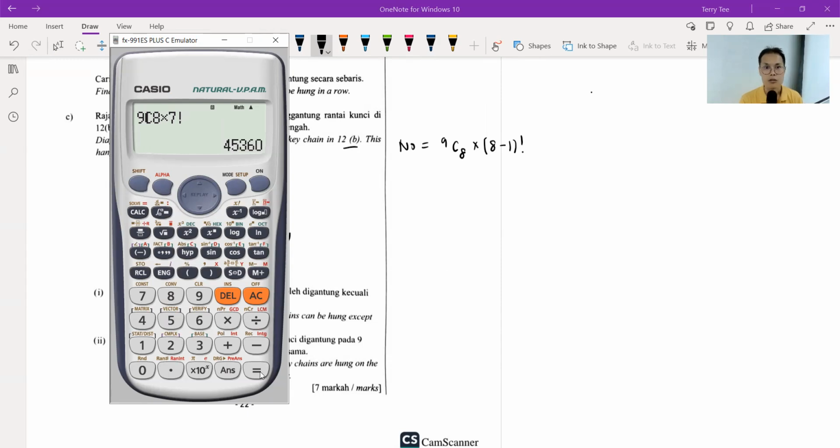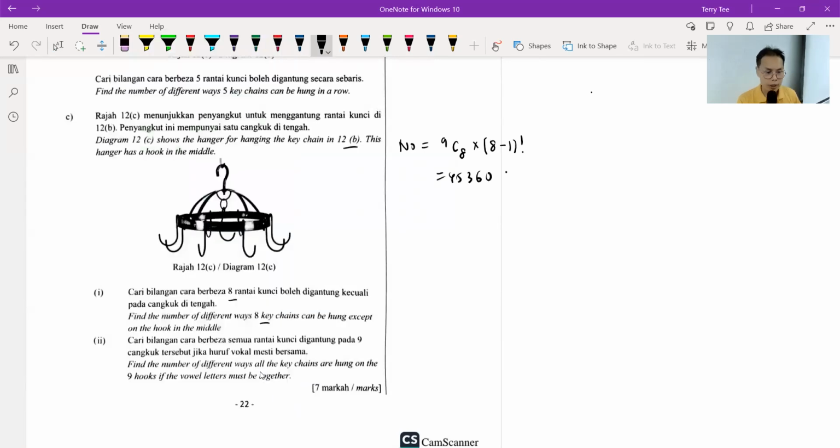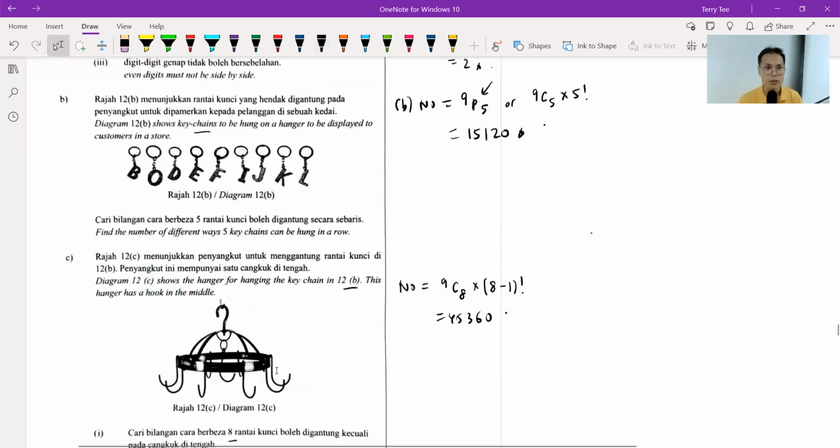The answer is 45360. Okay, now next, find the number of different ways all the keychains are hung together on the 9 hooks if the vowels must be together. Now, here, how many vowels do you have? You have O, you have E, you have I. So there are 3 vowels.